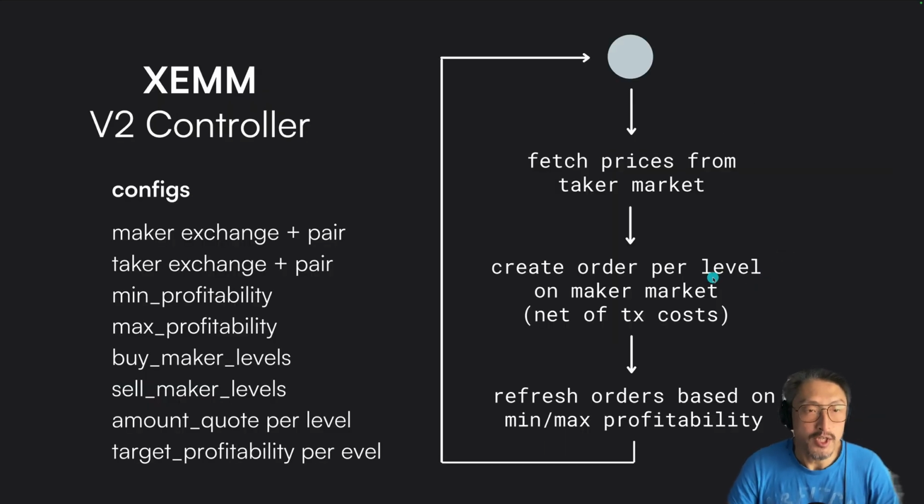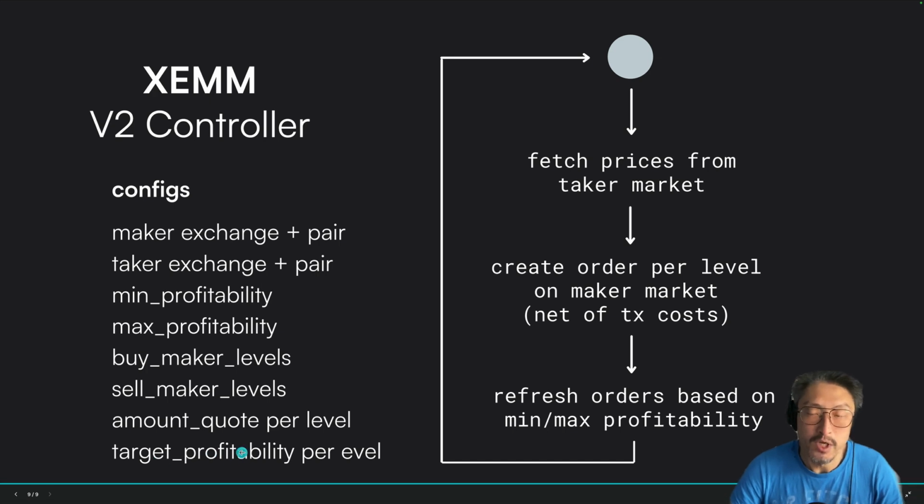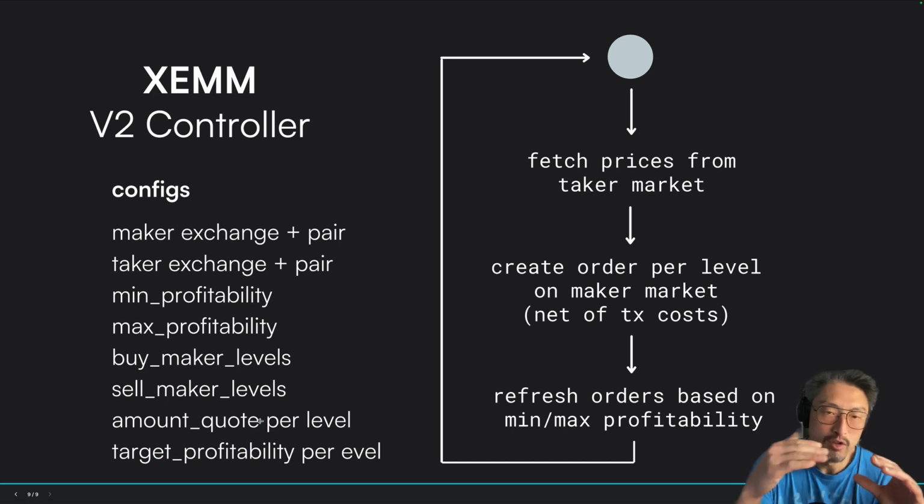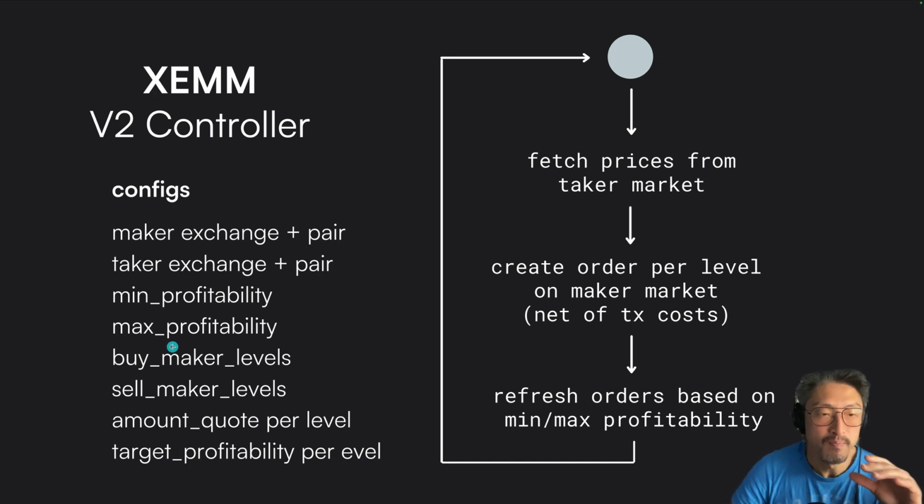So here's the overall logic for how the controller works. Overall, it's really the same set of configurations as the script. We're going to ask for the maker exchange and pair, the taker exchange and pair. But instead of having a single spread number, we're going to have a target profitability, which will fluctuate between a minimum and maximum profitability. If the spread deviates either below the minimum profitability or above the maximum profitability, then that's what dictates when the strategy would adjust the orders.